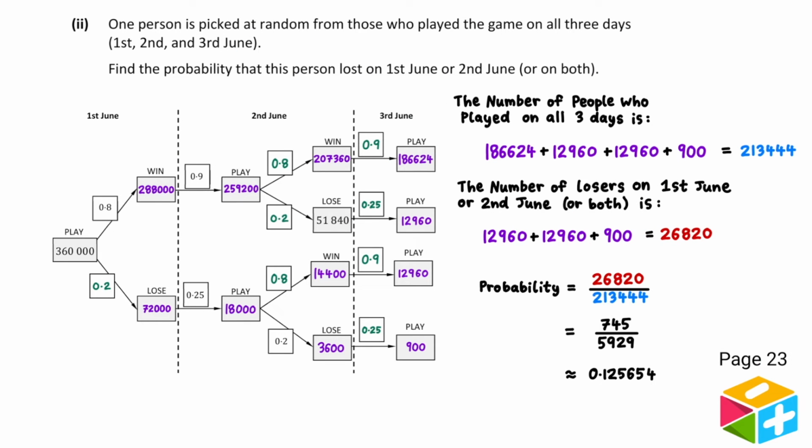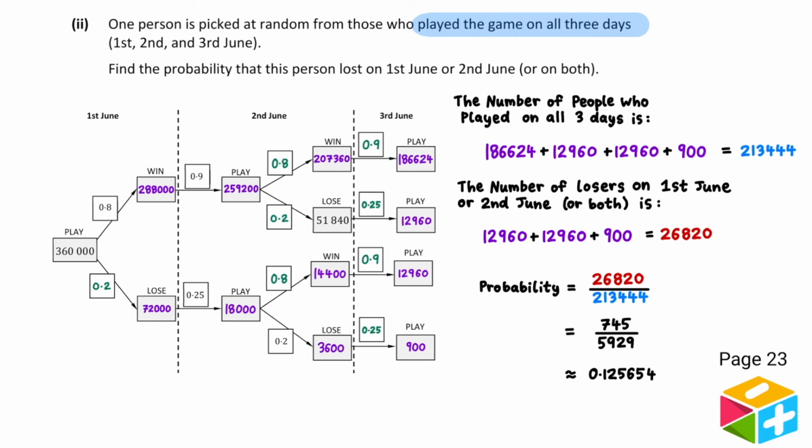In the final part of the question, we're told that one person is picked at random from those who played the game on all 3 days. We must find the probability that this person lost on the 1st of June, 2nd of June, or on both. The first step here will be to figure out how many people actually played the game on all 3 days, 1st, 2nd, and 3rd of June.